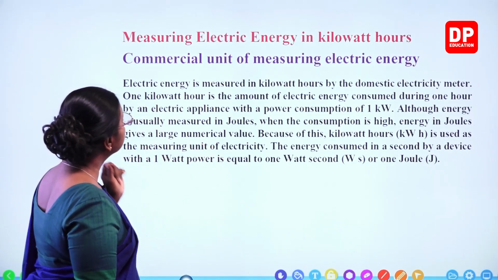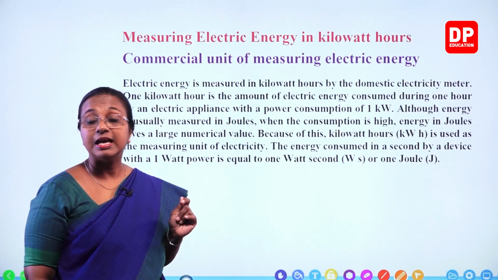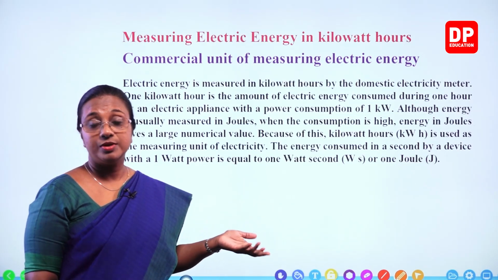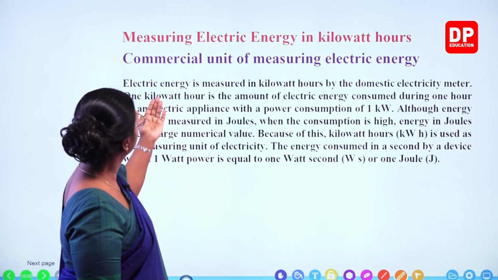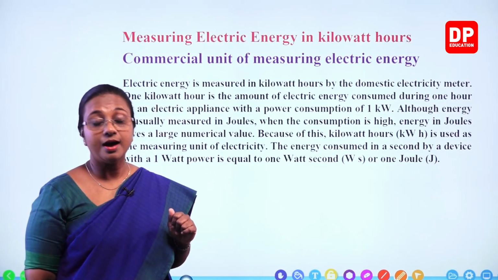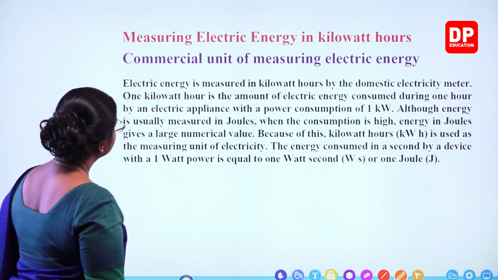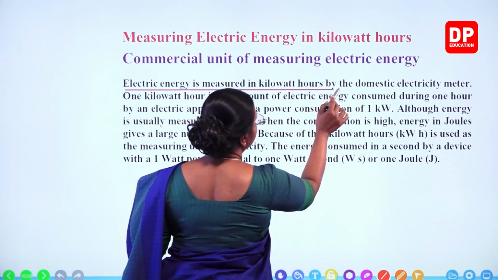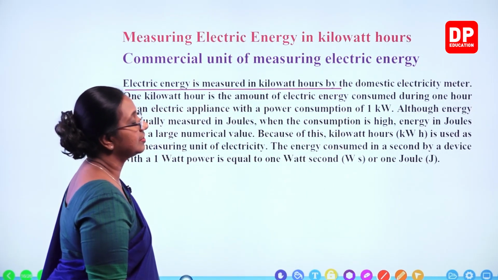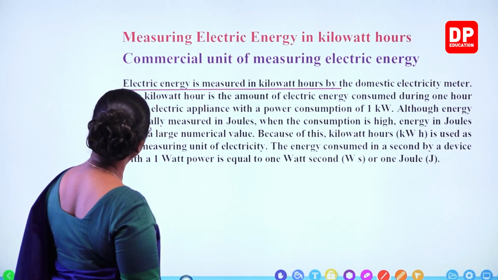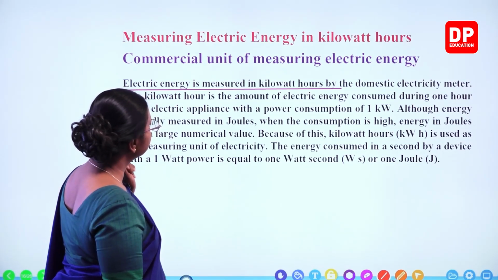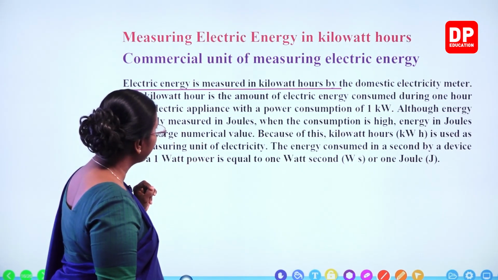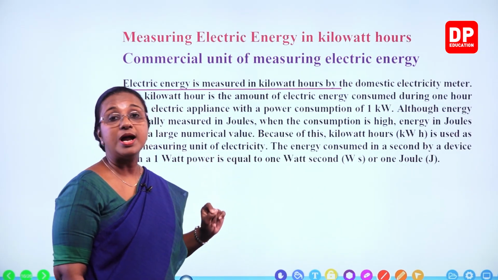So, if we look at the commercial unit of measuring electric energy. Commercially we consume electricity from the electricity provider, who is the service provider. So, there the commercial unit is kilowatt hours. Electric energy is measured in kilowatt hours. That is something you have to remember. By the domestic electricity meter, or the electric meter. And 1 kilowatt hour is the amount of electric energy consumed during 1 hour by an electric appliance with a power consumption of 1 kilowatt.